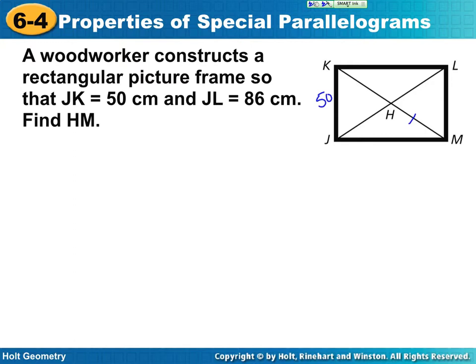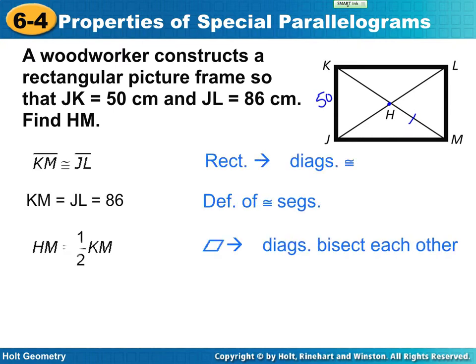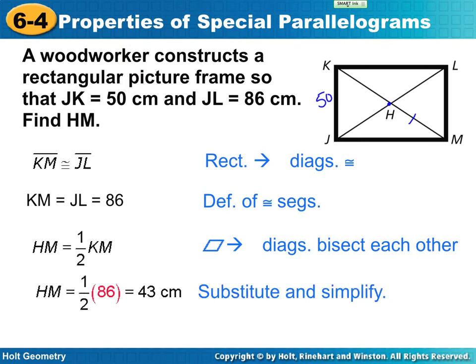So what are some of the thinking things we need to be doing? Since JL, that diagonal, and KM, that diagonal, are the same, KM is 86. HM is half of it, because in every parallelogram, diagonals bisect each other. So half of 86 is 43. You follow that thinking? Okay, next one.